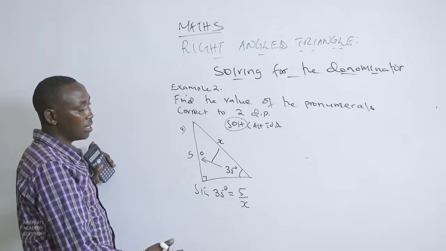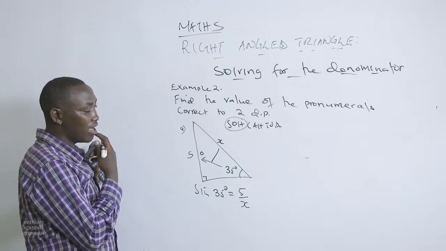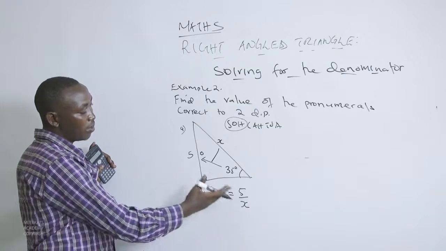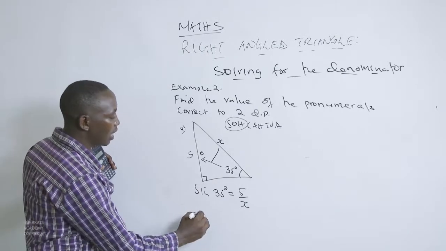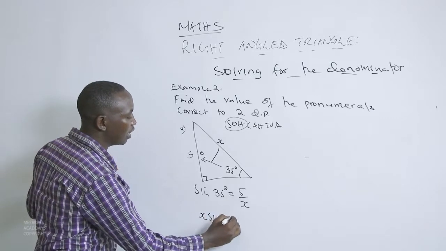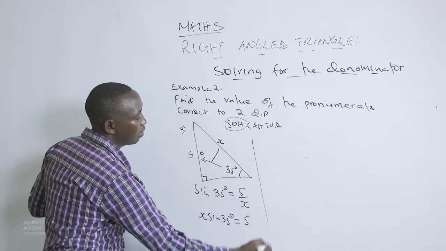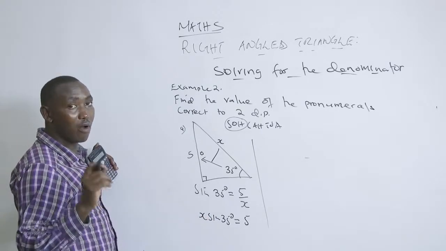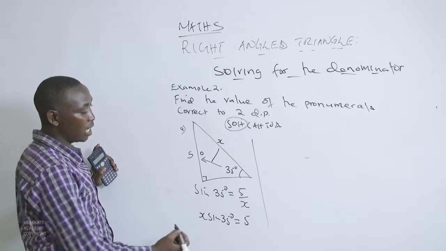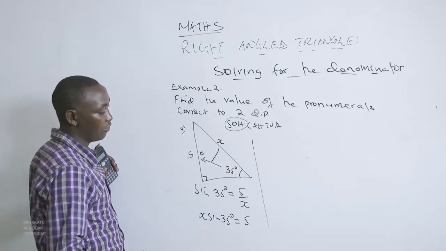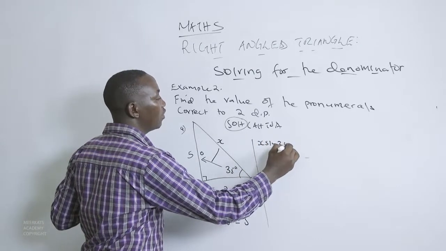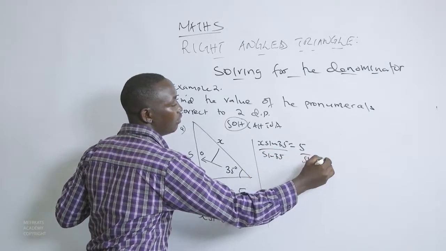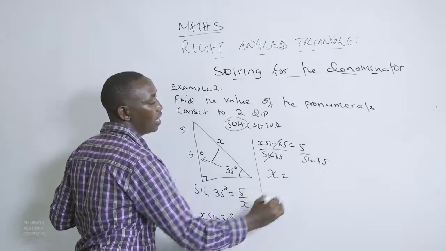Again, you find out that x is in the denominator, and therefore we need to eliminate it from the denominator by multiplying both sides by x. When you multiply both sides of this particular equation by x, you'll get x sine 35 degrees is equal to 5. Our main aim is to find the value of x. Therefore, we need to divide both sides by sine of 35. We divide both sides by sine of 35, sine of 35. That will cancel, leaving us with x.